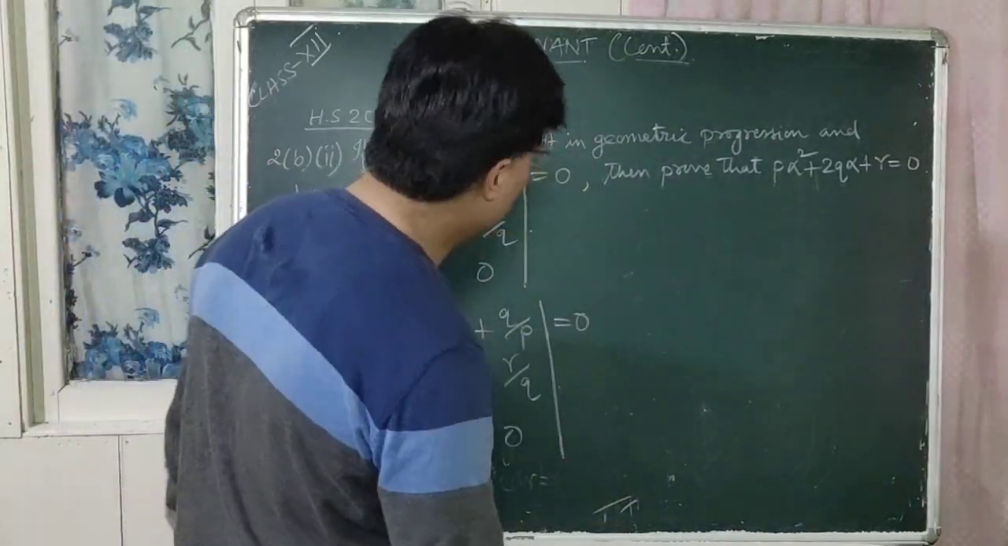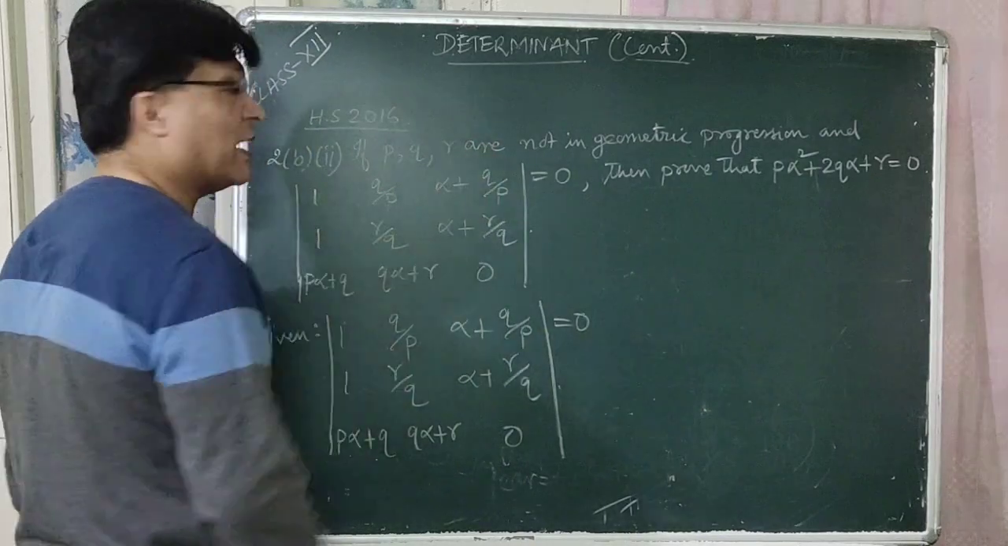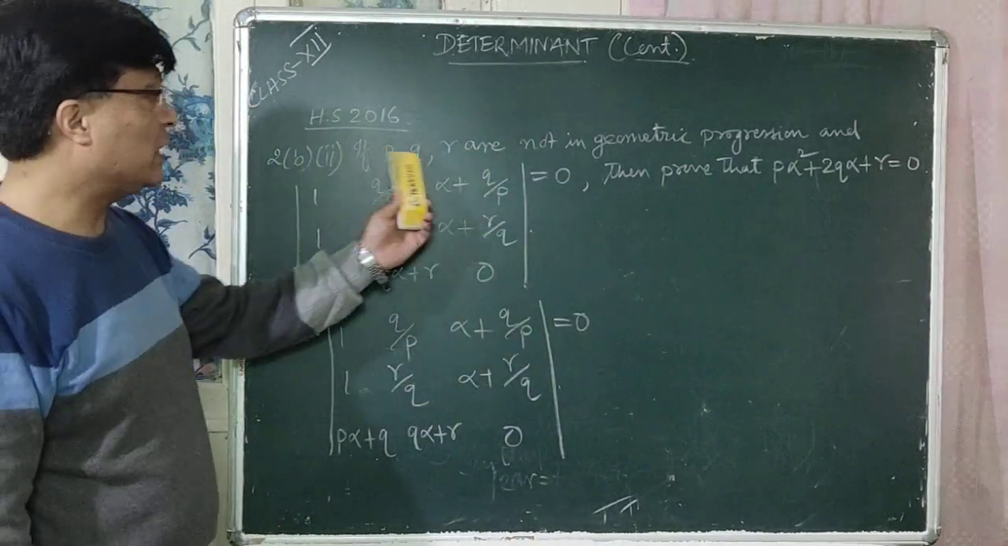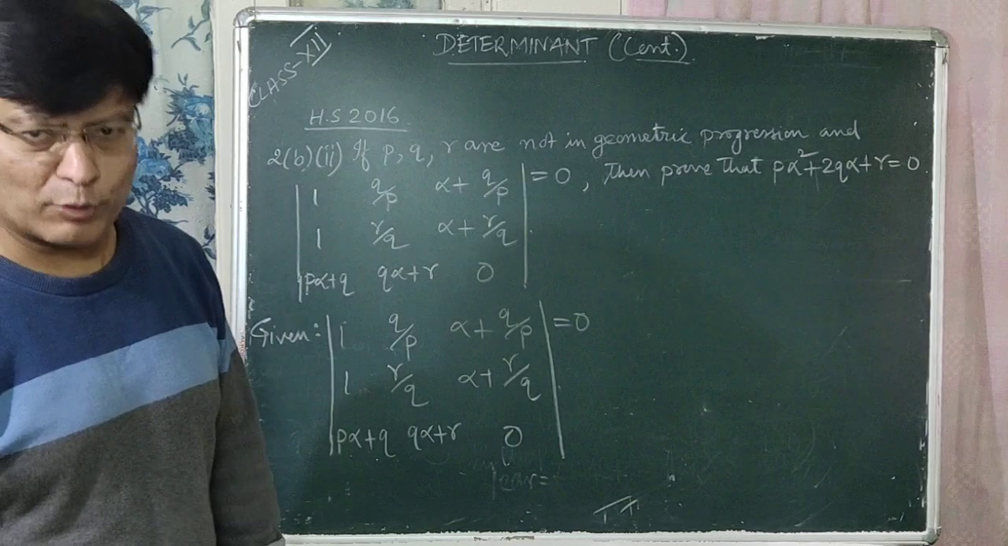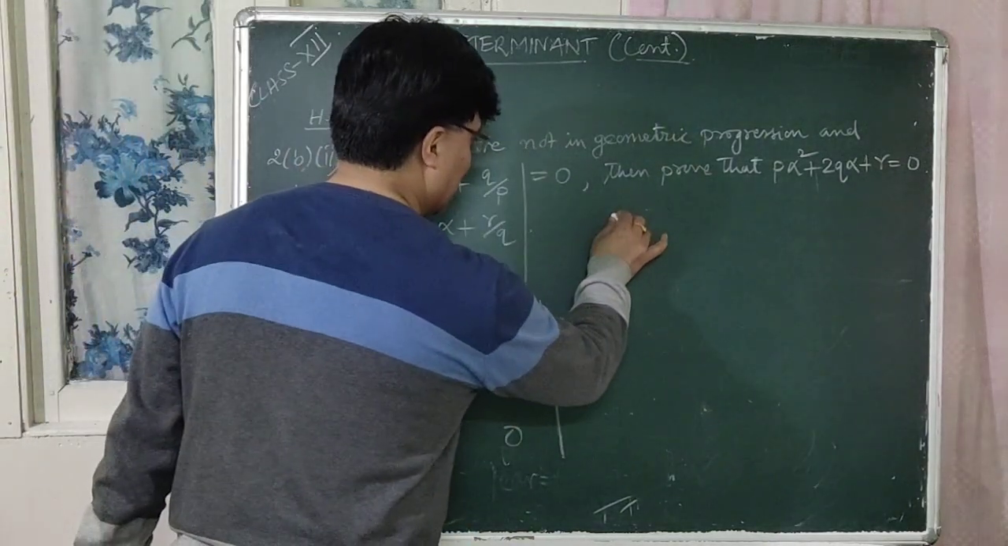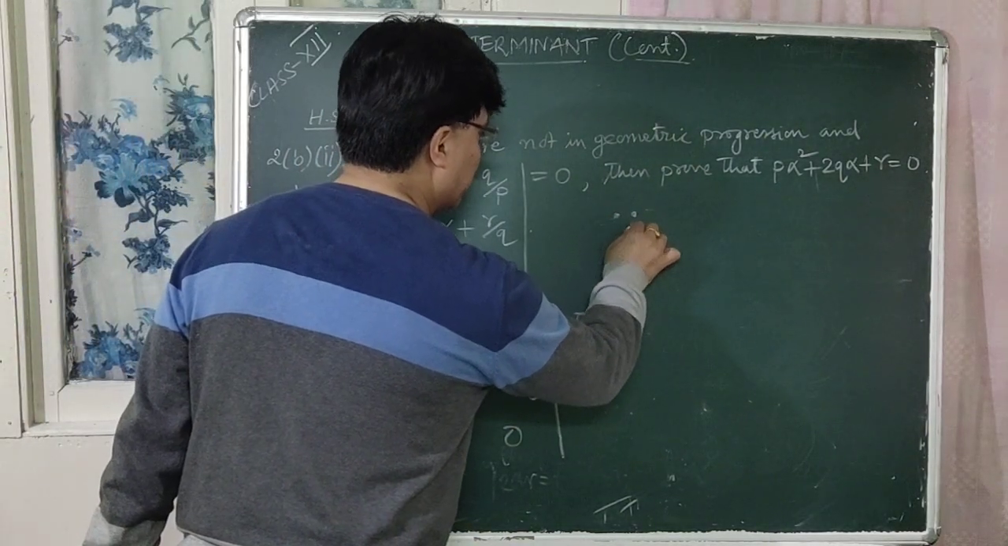So first of all, you write down the given part. Which is the given part here? P, Q, R are not in geometric progression. So let's do the solution from here.